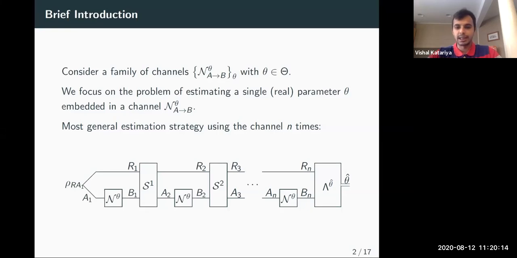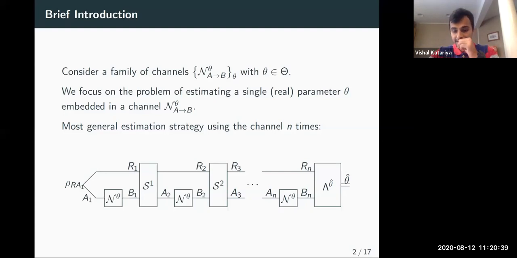That's what's described by the figure on the bottom of the slide, where we have these S1, S2, and so on. These are interleaving channels between the n theta uses. And since they're quantum channels, they encompass any admissible quantum interaction, which includes entanglement, as large dimensions as possible, and so on.